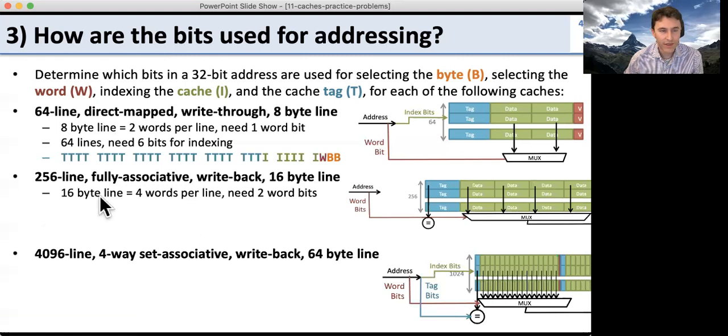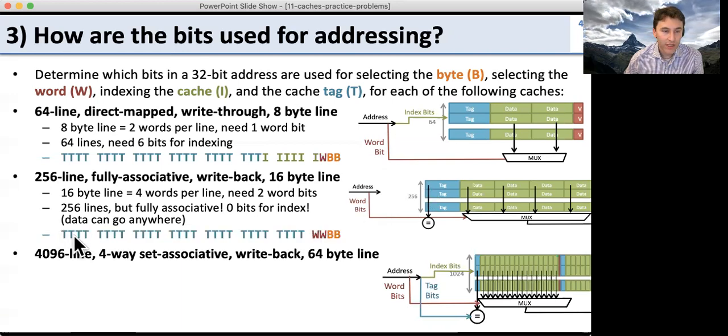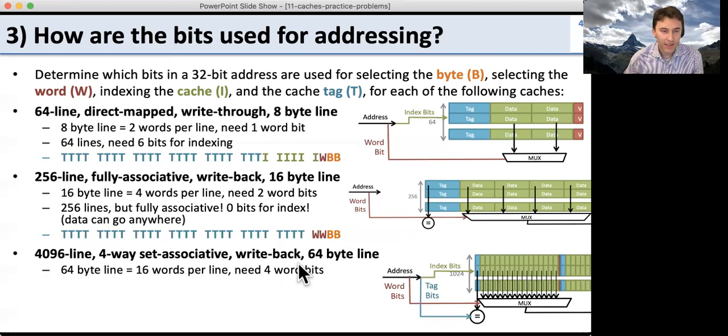So let's take a look at these. So here we've got a 16-byte line. So 16-byte has 4 words. So we need 2 bits for that. We've got 256 lines, but it's fully associative. That means it can go anywhere, so we don't actually use any bits for the index. Remember, fully associative, it can go anywhere we want. So then we just have all the bits for the tag except for the ones that we use to pick the word and the byte. And that means that our tags are going to be larger and we have to search all the tags because it could go anywhere. So let's take a look at the last one here.